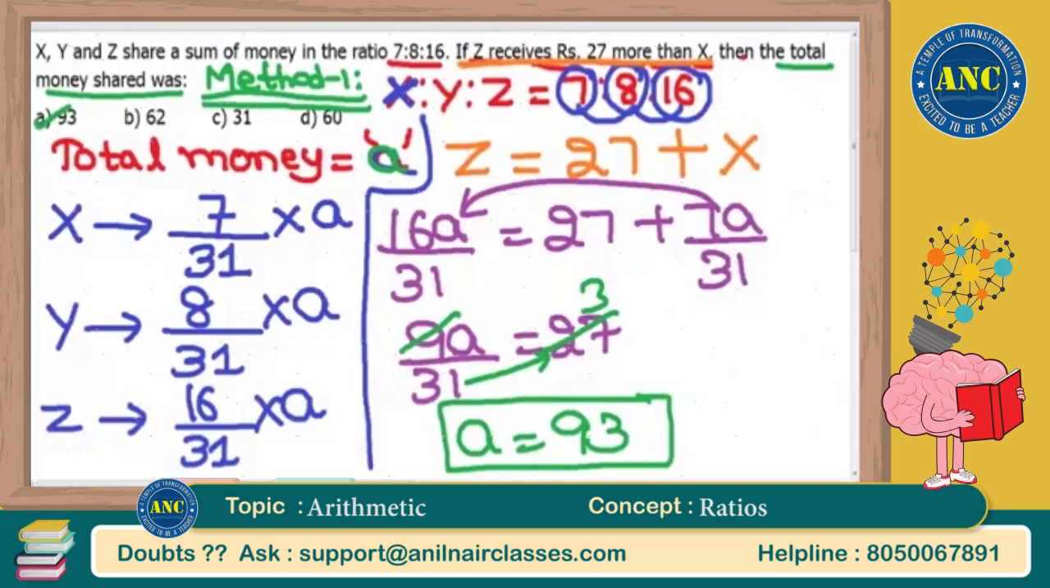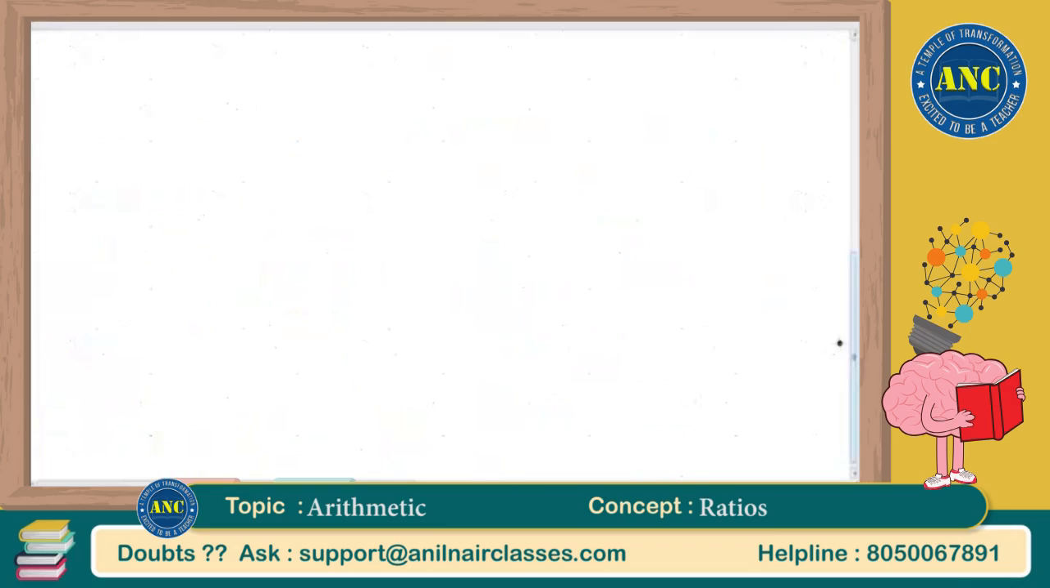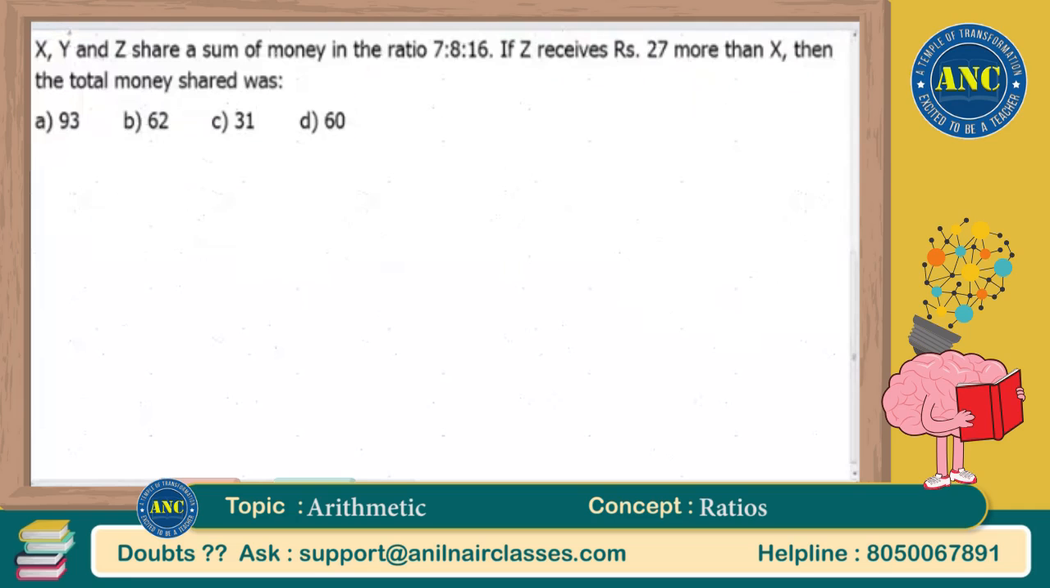Now see here. This is one of the methods which involves variables. This method we should not use if you are a part of Anil Nair classes. Now see here, same question I am drafting again for your better understanding. Now, a simple way of solving, sir. Let us not complicate things.